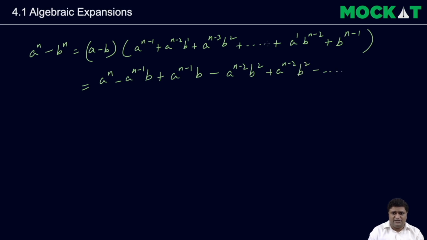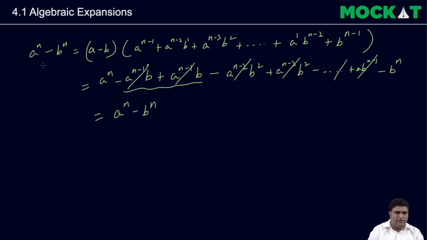So what's your last term going to be? Let's just look at the last terms. Plus ab^(n-1) and you have minus b^n, right? How does this look? a^n is as it is. Look at the next two terms over here. Minus a^(n-1) into b and plus a^(n-1) into b. They're the same, right? One is minus and the other is plus. You can cancel it. The same with these two. And this process will continue till you're left with the first and the last terms. And what are they? a^n minus b^n, which is what this is.